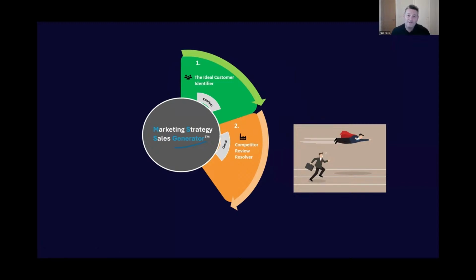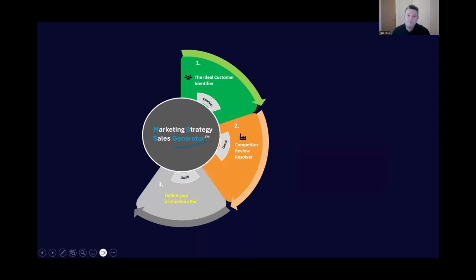When I work with my clients, I use the competitor review resolver, which helps them understand how they are different and better versus their competitors to ensure that they're differentiated and not just a me too offer in the market. And this helps create a gap strategically and tactically in their messaging to prospects and helps elevate themselves above their competitors. The next crucial part of a marketing strategy is to define your proposition or offer.